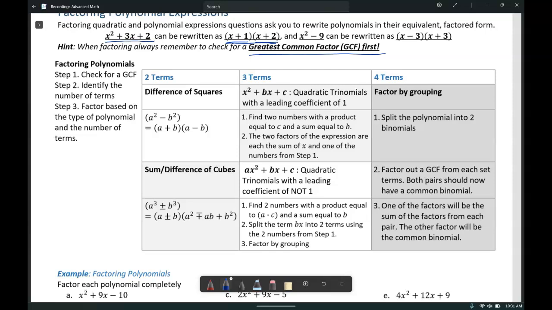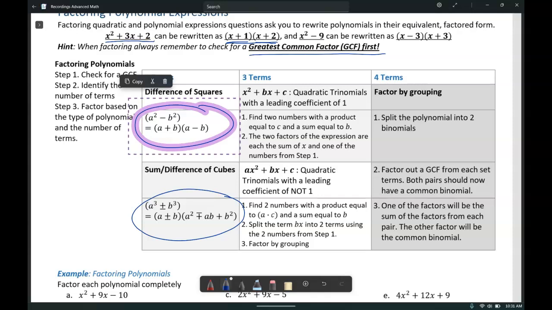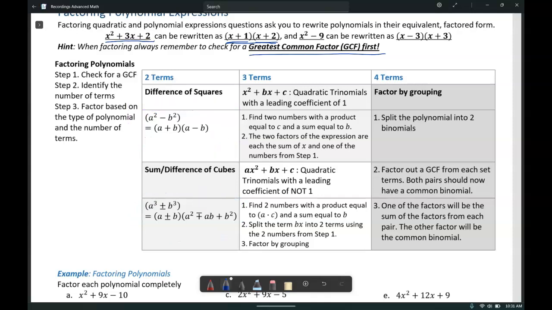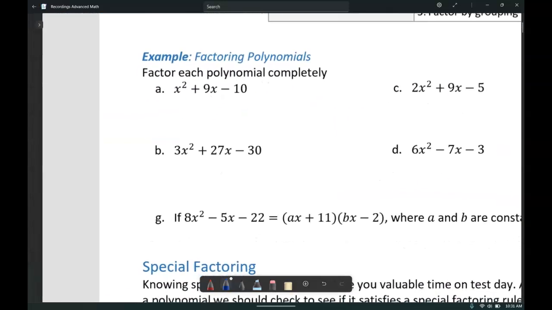I do just want to note that if we have 2 terms, you're going to need to know these special case formulas as well as one other that I will show you so that you can quickly and efficiently factor these types of polynomials. So let's start with our first polynomial.